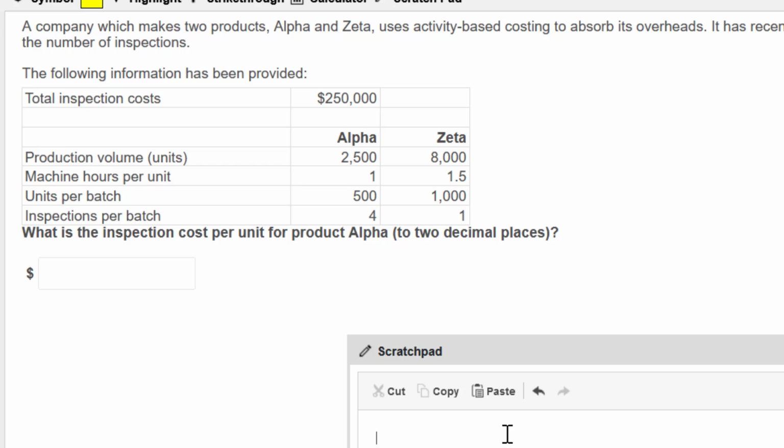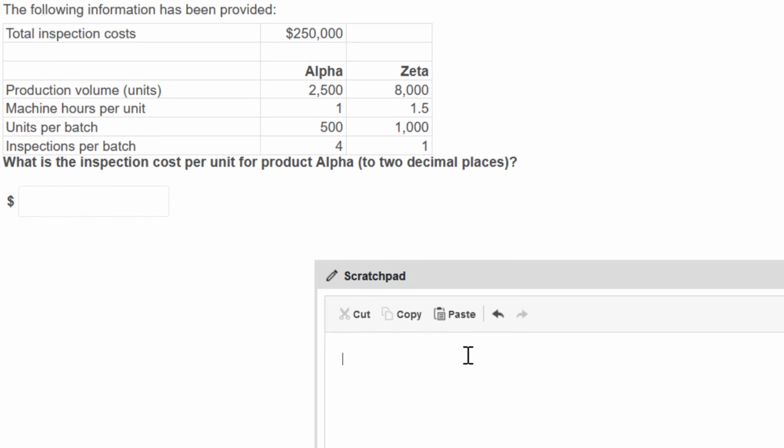We read the short scenario, we check out the numbers, we get organized. And we see that we're going after inspection cost per unit. And inspections are a batch level activity, not a unit level activity. So, first step, do we have a cost pool? Yes, we do. The cost pool is the $250,000.